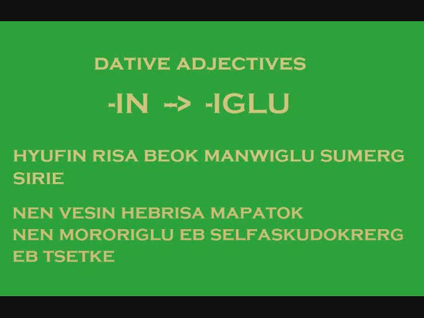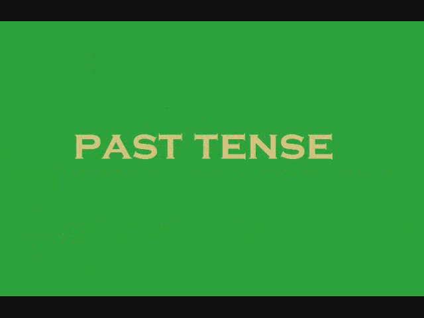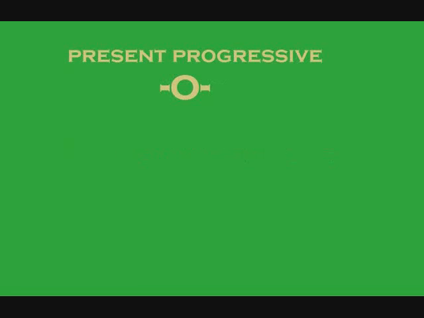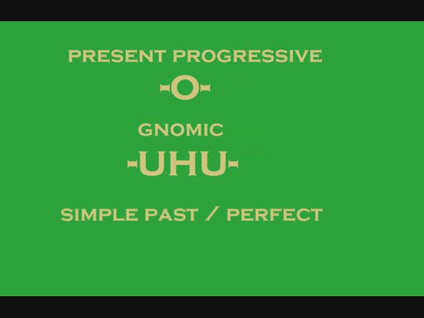See how long your sentences can get now? Quickly, we'll cover one of the most powerful tools in your language arsenal, the simple past tense or perfect tense. Most conversation takes place in the past tense, so this is very useful. Remember, the tense marker for present progressive is o, and the tense marker for nomic is uhu. The tense marker for the perfect tense is ete.